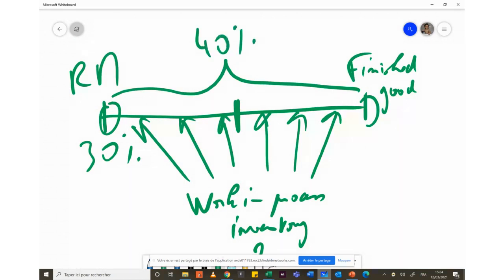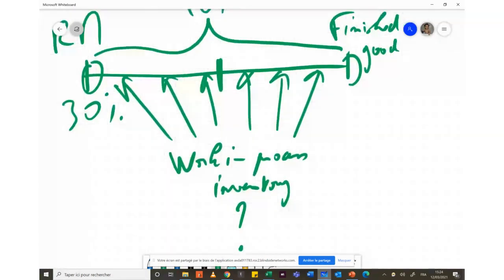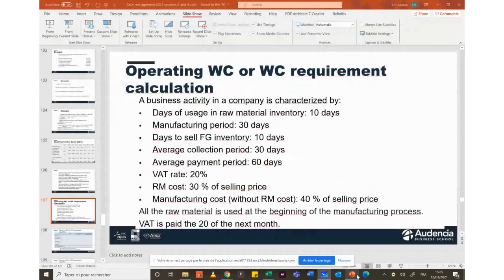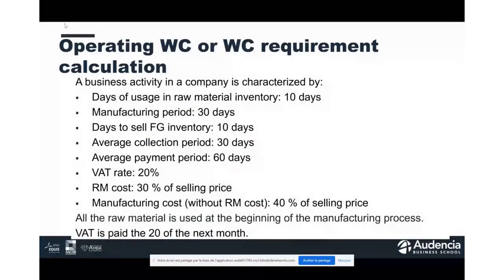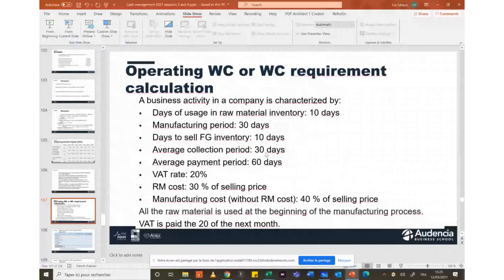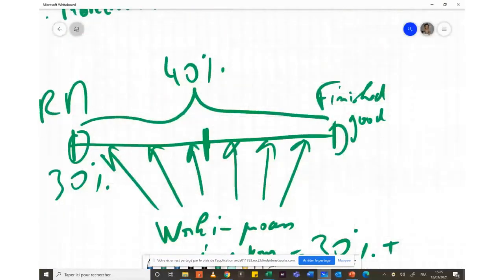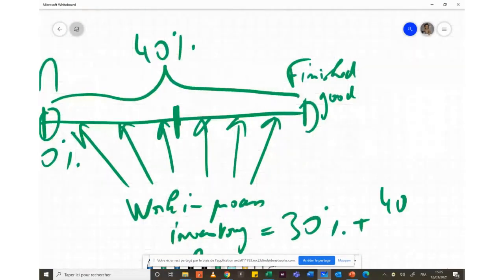So how can we value the work in progress inventory? We are sure we have the raw material cost because it's all here from the beginning. It's the hypothesis: we said all the material is used at the beginning of the manufacturing process. So we already have the 30% from the beginning. And for the rest, we are at the middle. So it's why we have the 40% divided by 2.